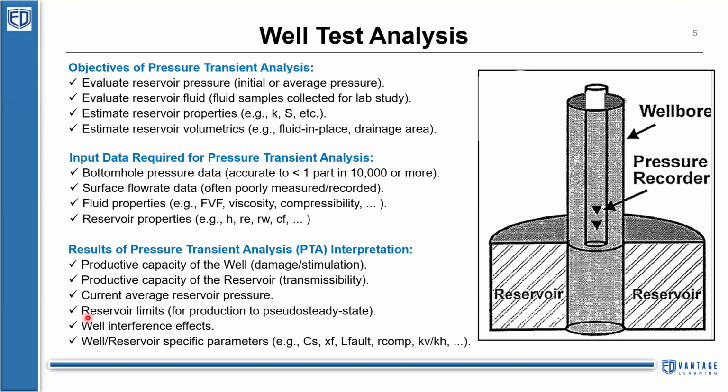Also, we can judge the reservoir limits. We can also find out well interference effects, such that if we have a pool with two wells at a distinctive spacing, we can understand which well is affecting which well from interference tests and pulse tests. We can also find out well or reservoir specific parameters like the wellbore storage, the length, width and height of fracture, the length of fault, from how much distance the fault is located from our well, or the kV upon kh, the vertical to horizontal permeability ratio.